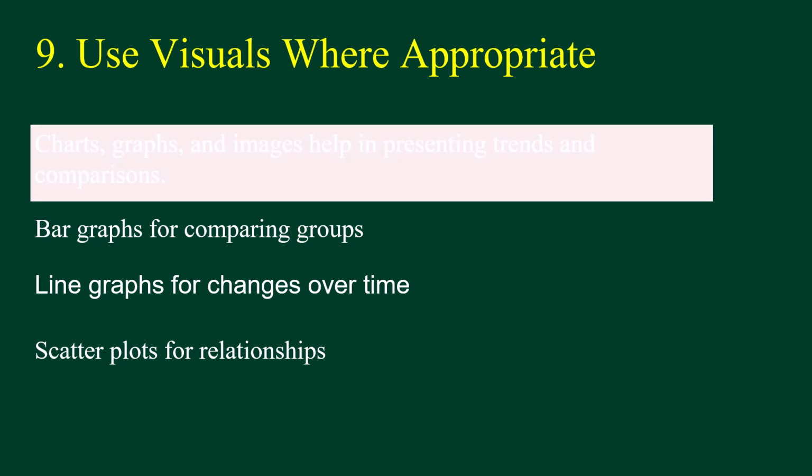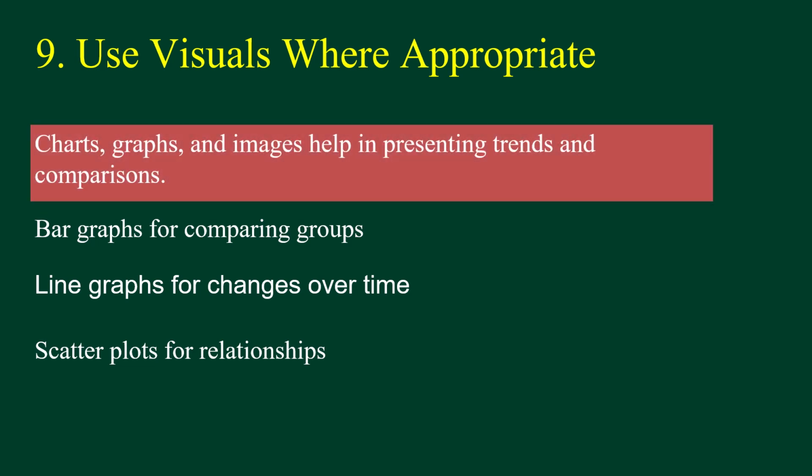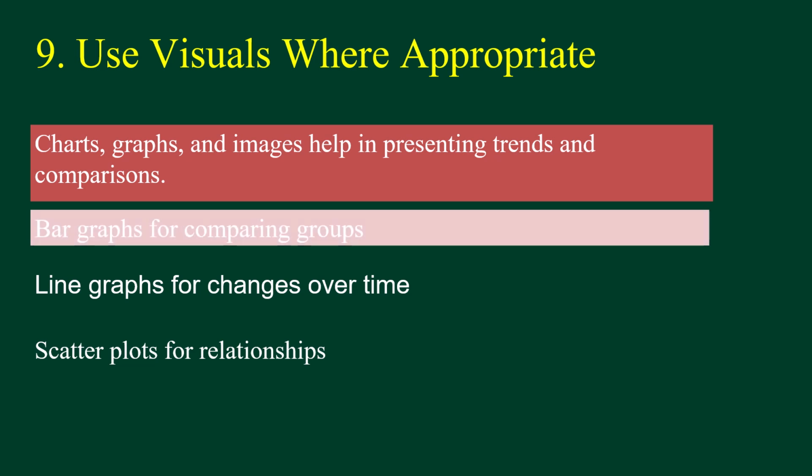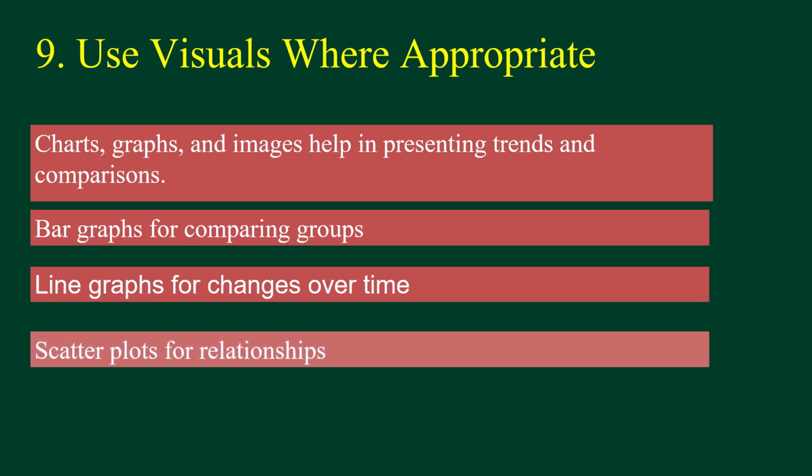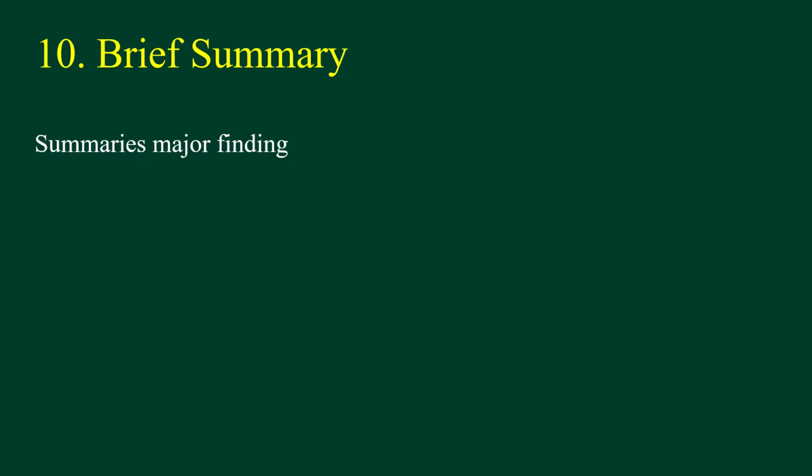Now comes the part where visuals are used, such as charts, graphs, and images. They help in presenting trends and comparisons. Bar graphs for comparing the various groups that you've made, line graphs for the changes that you've observed over time, or scatter plots for any relationships that you've studied.